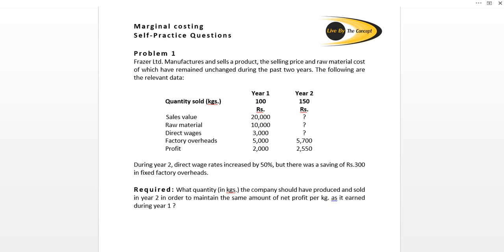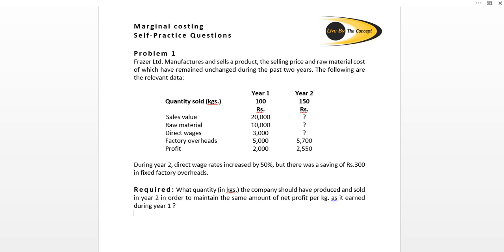So they have given us the data for year 1 and year 2. They have provided us quantity sold in kgs, sales value, raw material, direct wages, factory overhead and profit. Now if you focus carefully, you will realize that they have not given us the data for year 2 regarding sales value, raw material and direct wages.